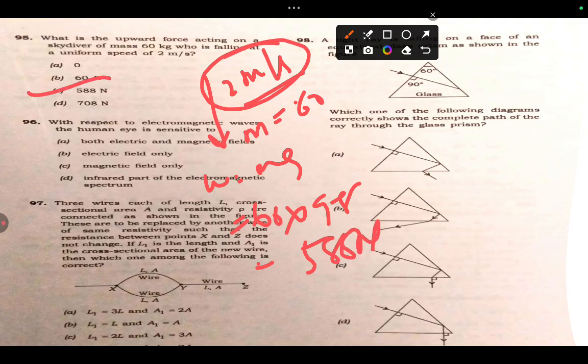The skydiver is falling at a uniform speed of 2 meters per second. This terminal velocity indicates that the downward force of gravity, that means the weight, is perfectly balanced by the upward force. So the downward force is mg, 60 into 9.8, which gives 588 newtons. Therefore the upward force must also be 588 newtons to achieve a net force of 0. Okay, question number 96.